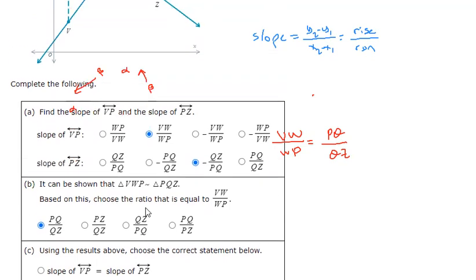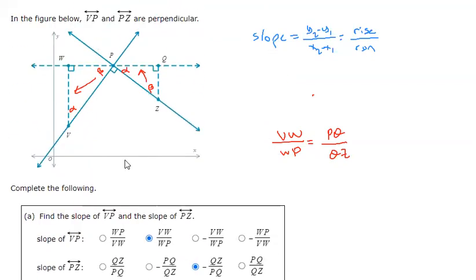So we got so far, this ratio is the same as this one, right? So VW over WP is equal to PQ divided by QZ. So I think that looks like this is the case, but let's check that. So we have PQ divided by QZ. I think that might be the case. So I will double check.